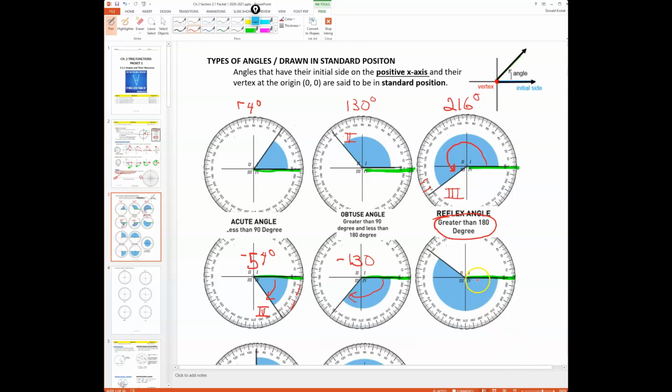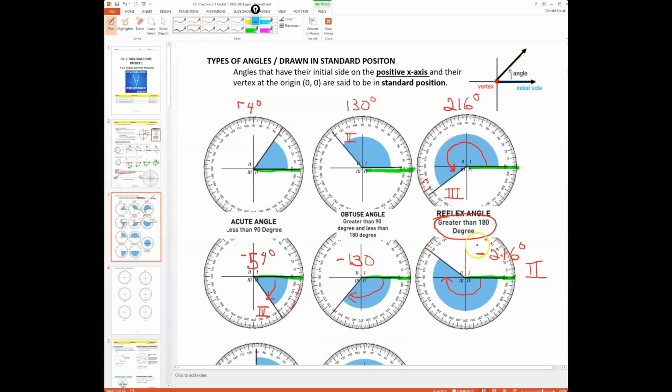All right, down here we've got a negative reflex angle, opening up clockwise. To there would be negative 180, then negative 190, negative 200, negative 210, and about negative 215, 216. They're the same size, so I'm going to write negative 216. And this one terminates in quadrant 2.